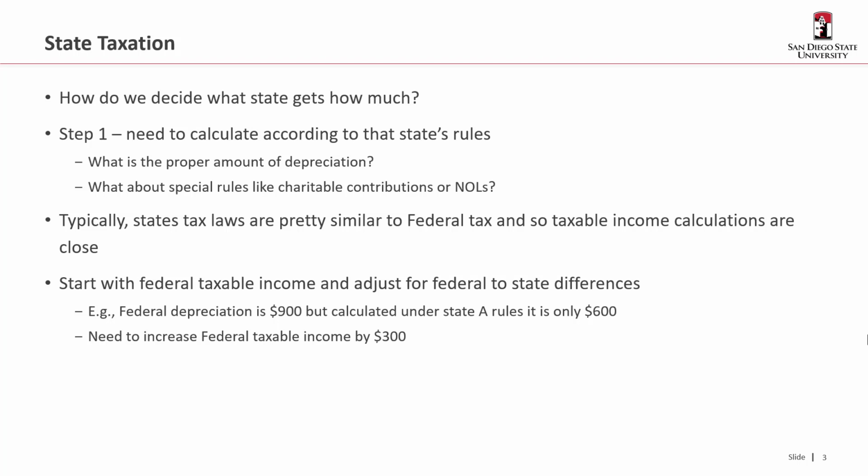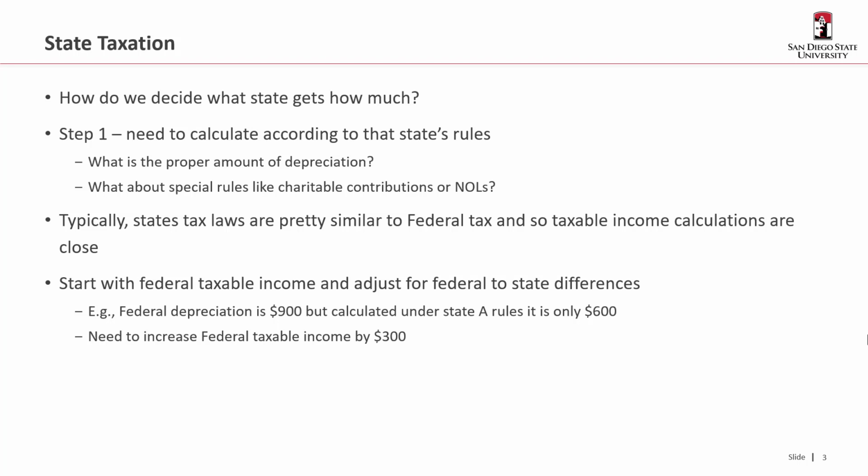In order to do that, there are a couple of things you usually need to think about. For example, what is the proper amount of depreciation? We know that depreciation is prescribed using tables. That's true for federal purposes, but the states don't always follow that same rule. They may not apply Section 179. They may not have bonus depreciation. What about rules like charitable contributions or net operating losses? Do you get a charitable contribution if you make it in a state other than the state examining you? Or do you get an NOL associated with your overall federal NOL? Or do you calculate one on a state-by-state basis?